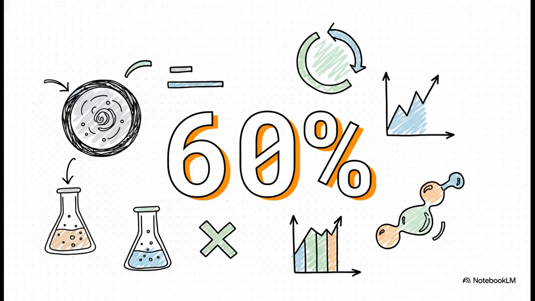Boom! 60%. We just follow the formula. 200 coming in minus the 80 going out leaves 120 that was removed. Divide that 120 by the original 200, and you get 0.6. Multiply by 100, and there you have it, 60% removal efficiency. See? That's how it's done.